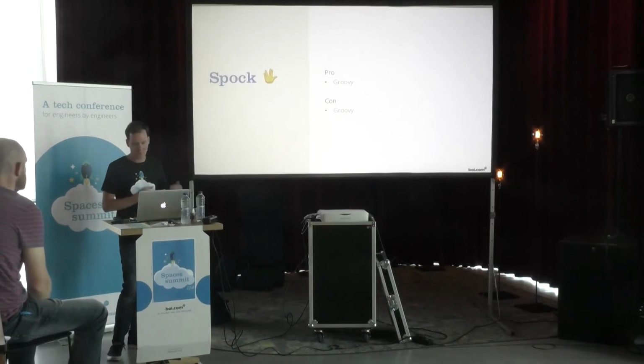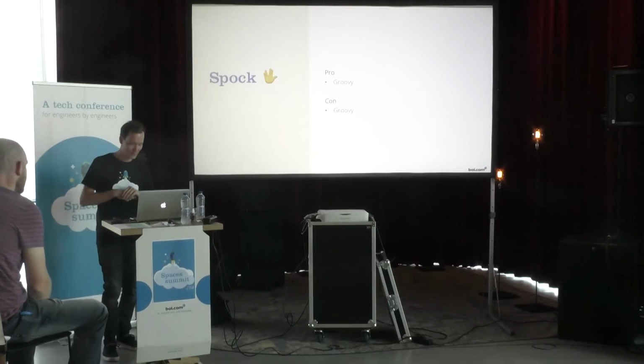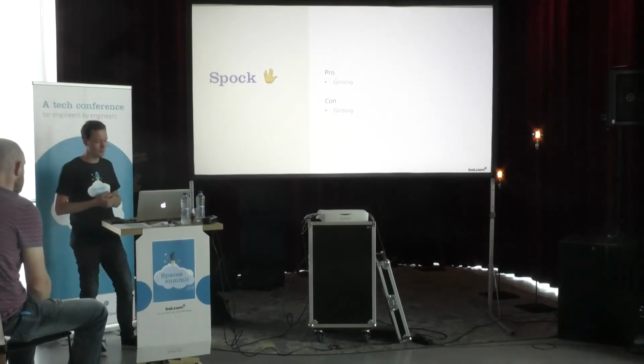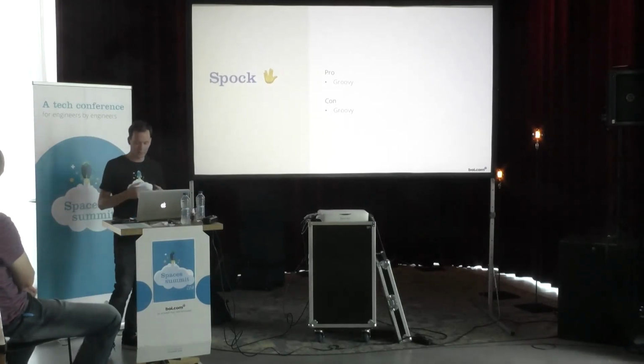And then there are some pros and cons to Spock. I guess a pro would be Groovy. So it's an easier syntax. It's kind of like Kotlin compared to Java. You have some nice syntactic sugar. Iterables are easier to use. You have higher order functions like map and filter directly on your list instead of using the streaming API. So that's kind of neat.